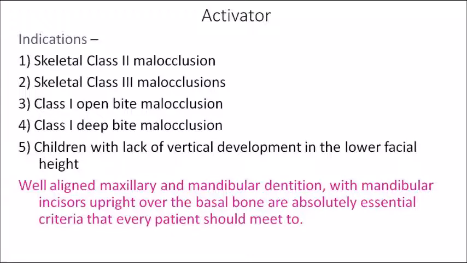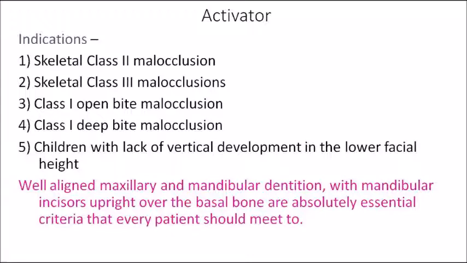So that is how myofunctional appliances are chosen. We have to be very thorough, or we should be able to make a good judgment about which appliance is most suitable for what kind of patients. The conditions where activators are indicated are skeletal class 2 malocclusions, both division 1 and division 2, skeletal class 3 malocclusions, class 1 open bite, class 1 deep bite, and children with lack of vertical development in the lower facial height. Apart from these, there are two other prerequisites for giving an activator appliance.